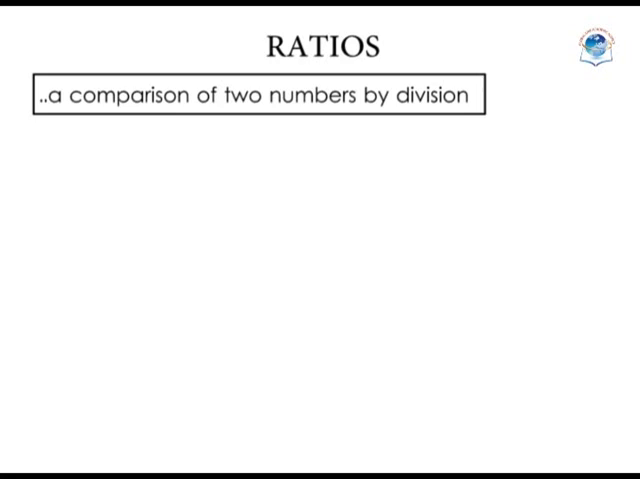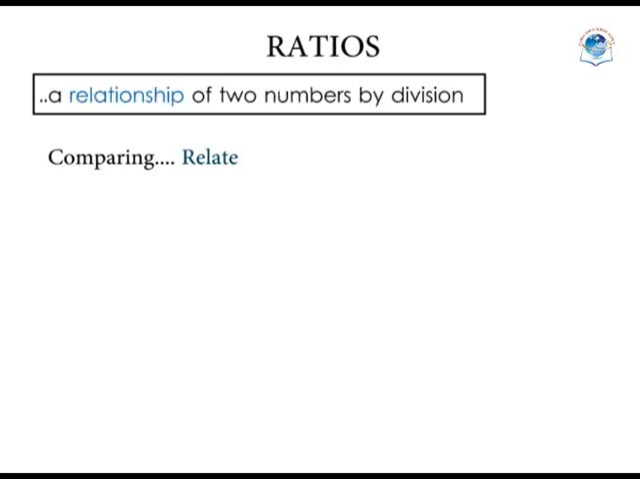It is confusing because we often think of comparing numbers as trying to decide which one is greater than, less than, or equal to another. But with ratios, we don't compare numbers like that. Instead, we try to see how two numbers relate to each other. And so in maths, we could drop the word comparison and put relationship. So how do you show a relationship by division?